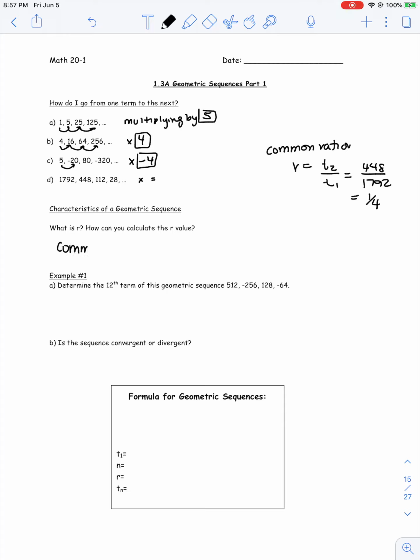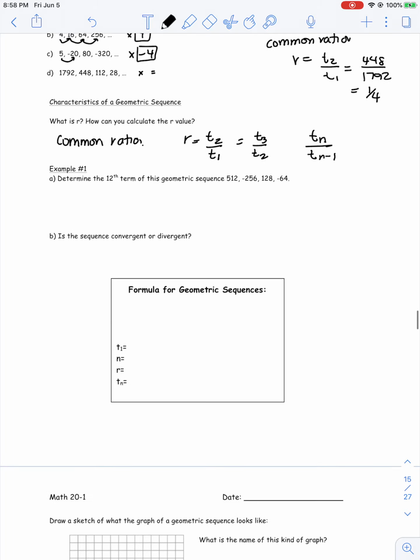So what is R? R is the common ratio. This is the factor that we are multiplying by to get from term to term. So how can you calculate it? Well, R is equal to T2 over T1, or T3 divided by T2, or Tn divided by Tn minus 1. So as long as it's the next term divided by the previous one.